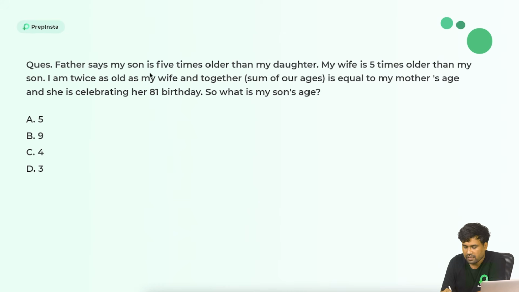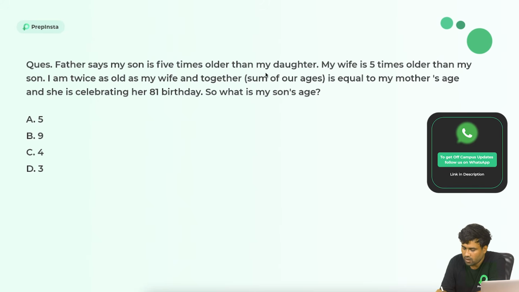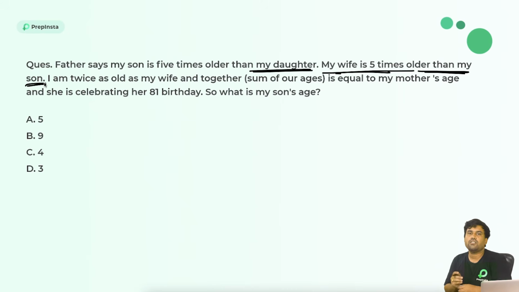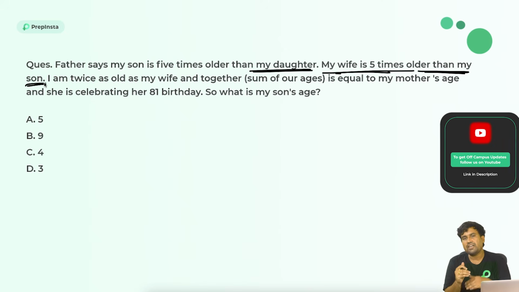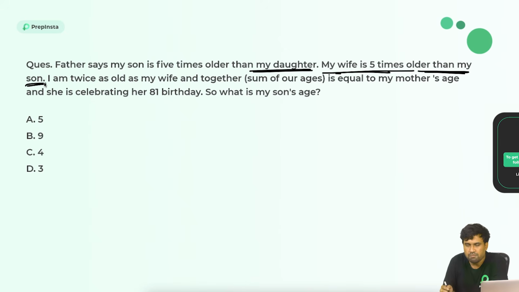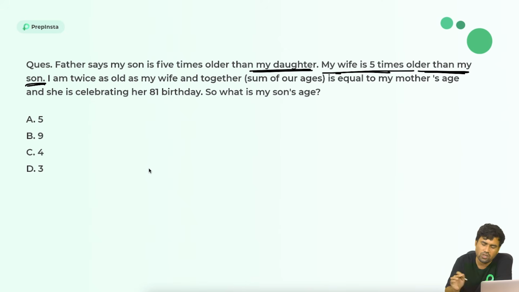Father says, my son is 5 times older than my daughter. My wife is 5 times older than my son. So whenever these types of age related problems are given in a lengthy way, always try to convert the given data quickly to simple equations so that you will never need to visit the data again and again, right?